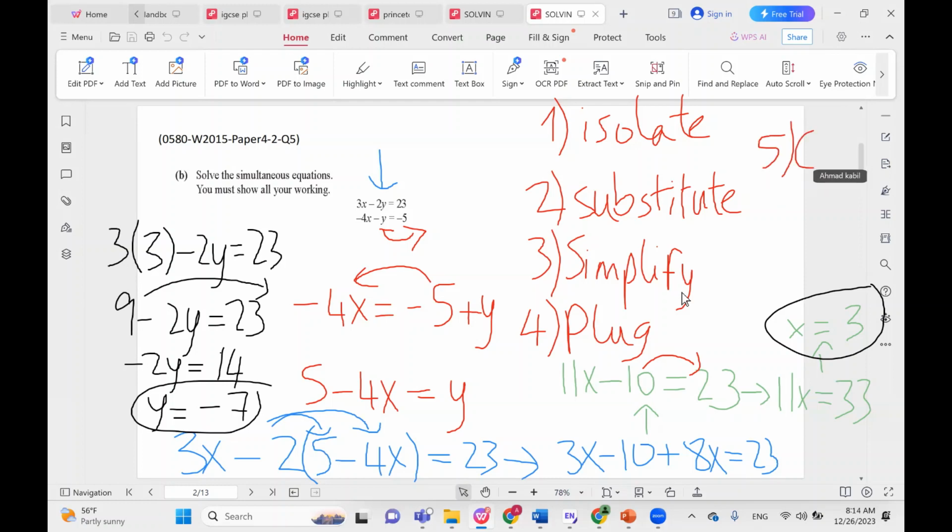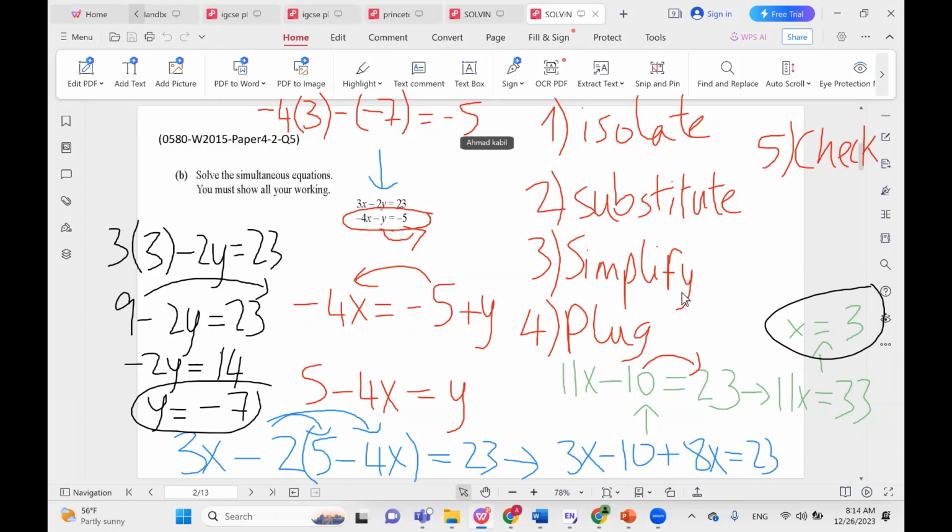How do we check? We check by plugging both values into the second equation and figuring out whether they work or not. So I'm going to take this equation here, and I'm going to plug in the x and the y in order to verify that they do work correctly. So negative 4, and then instead of x, I have 3, and then minus, and instead of y, I have negative 7, and then equals negative 5.